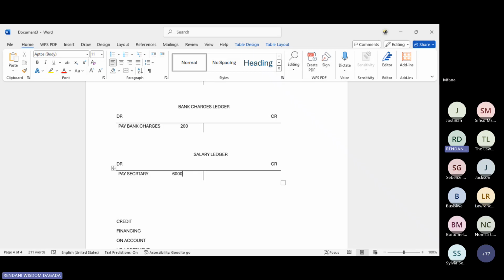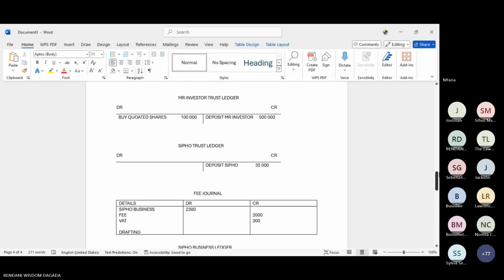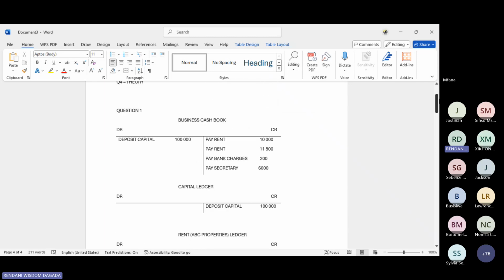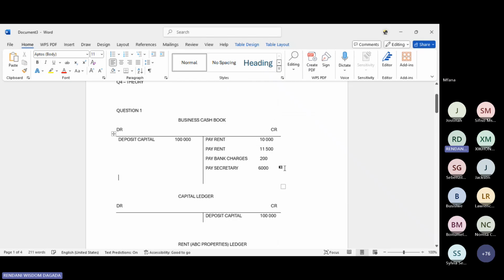So the difference lies in that on the 4th of April, there was no movement of money. On the 16th, there is now movement of money. When there is no movement of money, we use journals. When there is movement of money, we use cash books. So we're gonna go to our BCB. I hope somebody got that. If it was new to someone, I hope they got it.